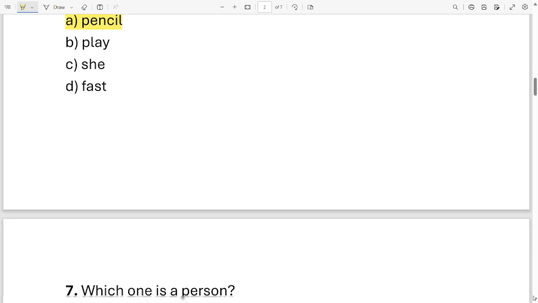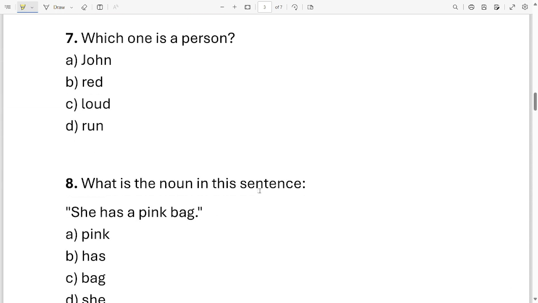Okay. Next question. Which one is a person? Here you have to identify what? Person. Here are your 4 options. John, red, loud, run. These are the 4 options. Identify the person out of these 4 options. It is option A. John is a person.